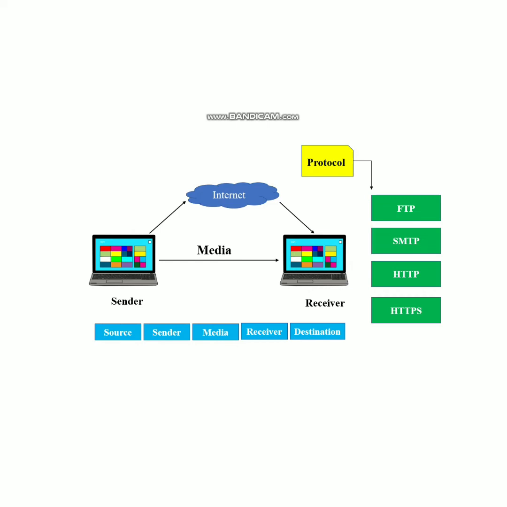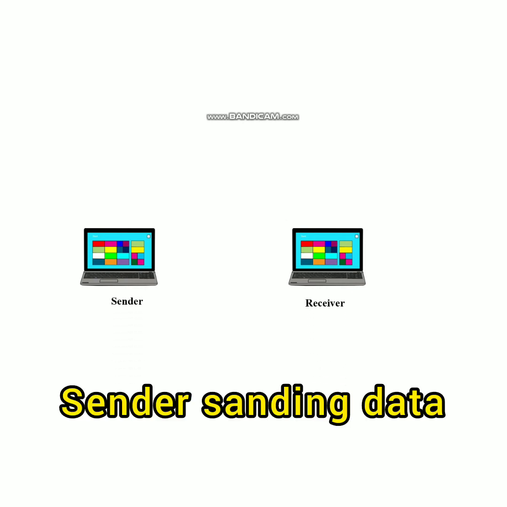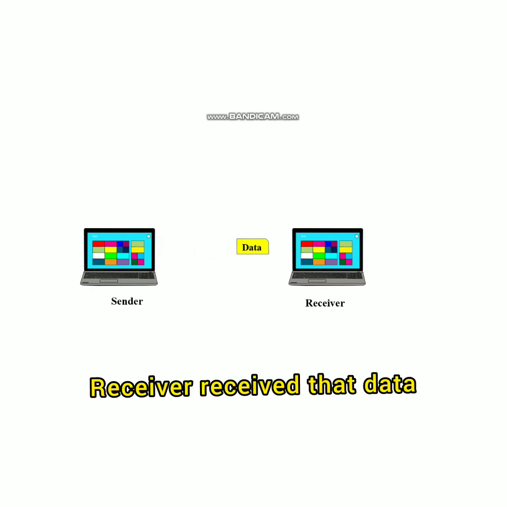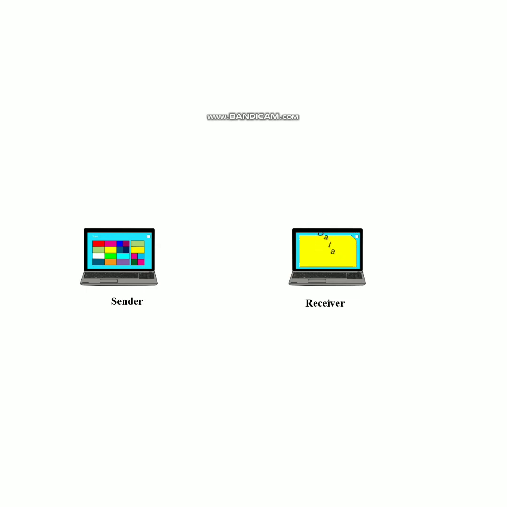Let's see how data is sent from sender to receiver. This is the sender and this is the receiver device. When the sender sends the data to the receiver, the receiver receives that data and stores it in a device, and the storage device can be a hard drive, hard disk, memory, or pen drive also.